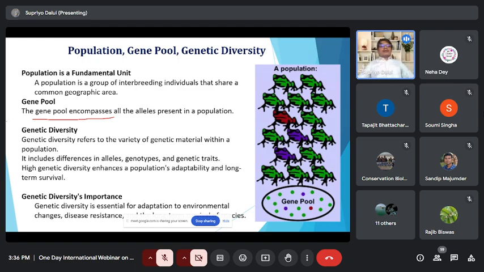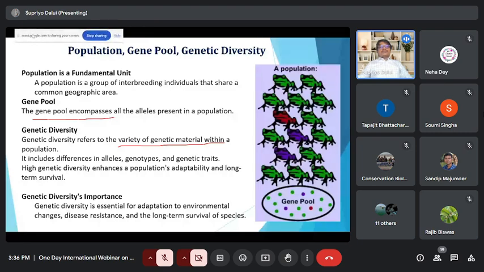And then there will be genetic diversity. So what is genetic diversity? Genetic diversity refers to the variety of genetic material within a population. So as I have mentioned, the kind of genetic variation individuals have and the kind of genetic component they are introducing to the population will altogether be called genetic diversity. And the importance of genetic diversity: genetic diversity is essential for adaptation to the environment and disease resistance.